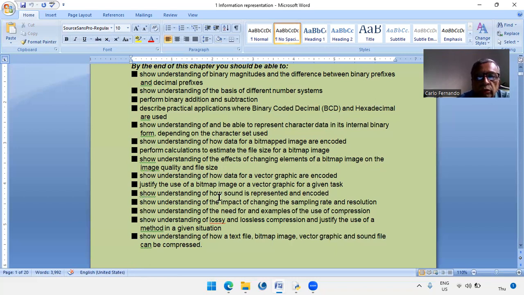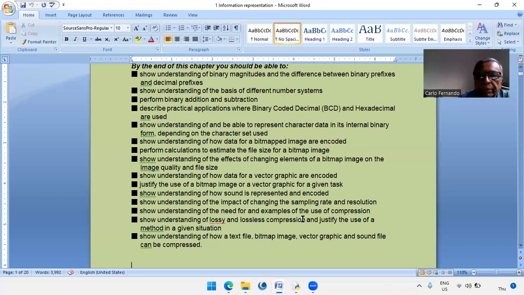Show understanding of how sound is represented and encoded. So similar to the images, how is the sound encoded? And we'll understand the impact of changing the sampling rate and resolution. So those 2 are coming under sound encoding, sampling and resolution. So understanding of the need for and examples of the use of compression. What is the need for compression? Compression is making small. File compression is making a file smaller in size. And why do you need to do that? And also give examples.